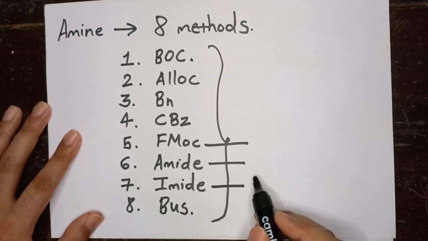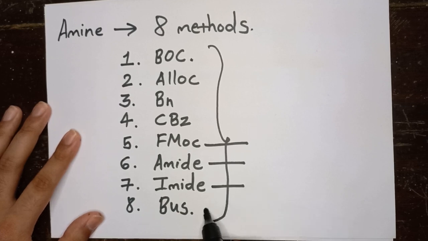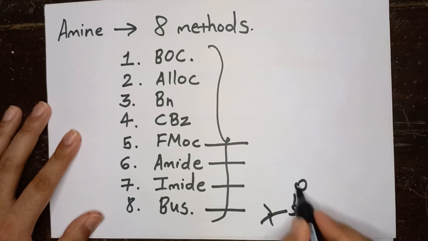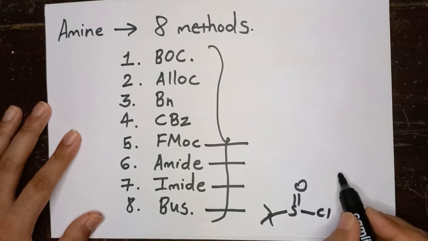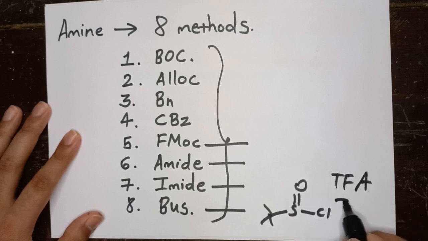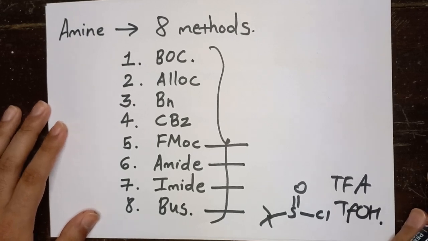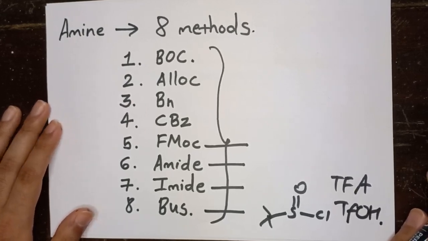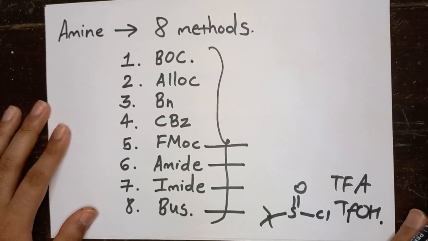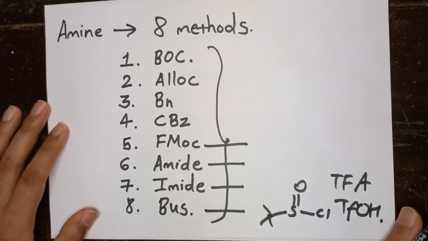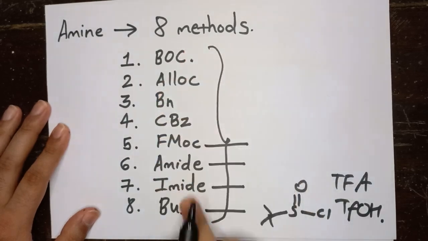For imide, we use a special reagent, and to deprotect we use hydrazine. For Bus also, we use a special reagent, tertiary butyl SOCl, and we deprotect using trifluoroacetic acid or triflic acid. So I have discussed in detail all the protection and deprotection of amines, and in an upcoming video we will solve lots of practice problems regarding all 8 methods.